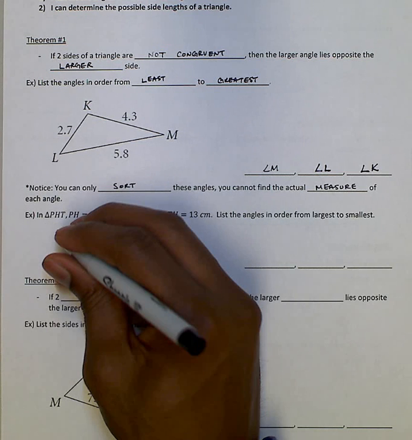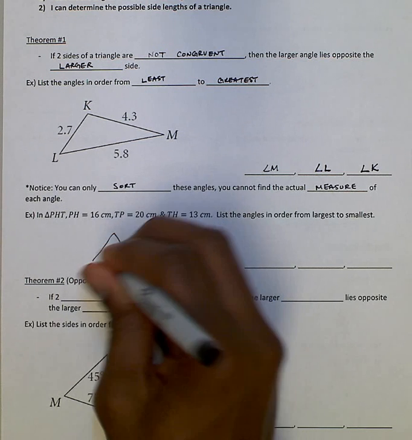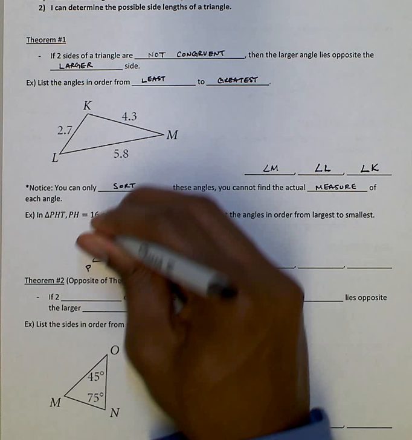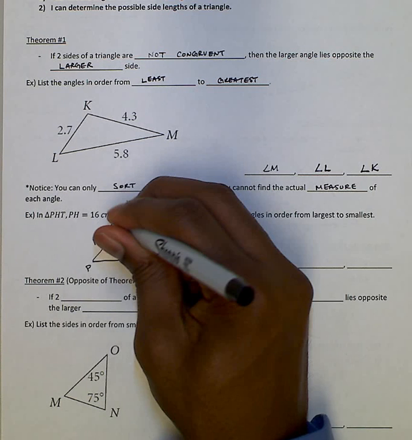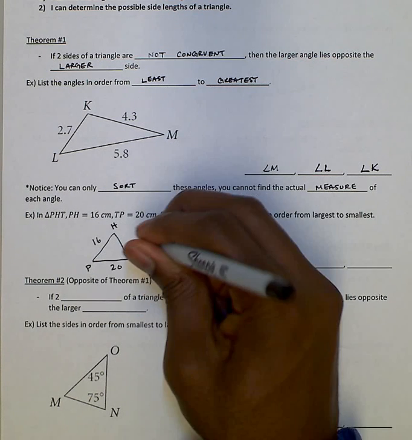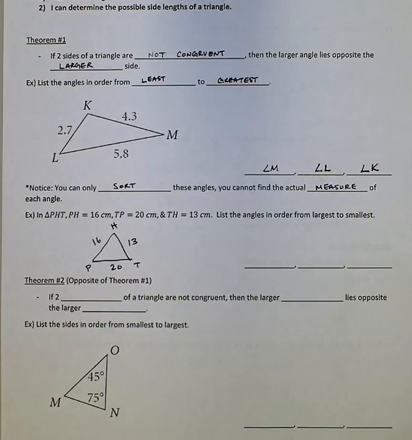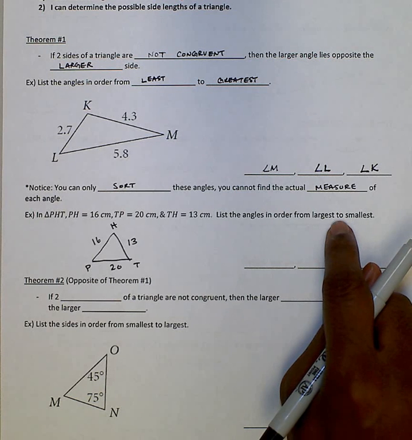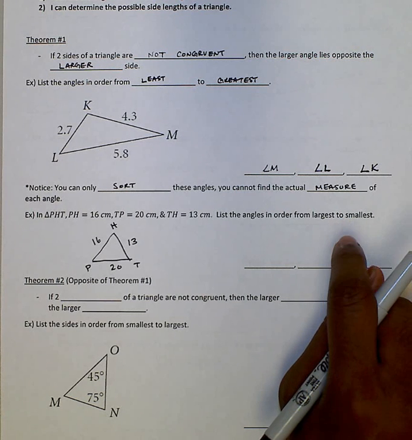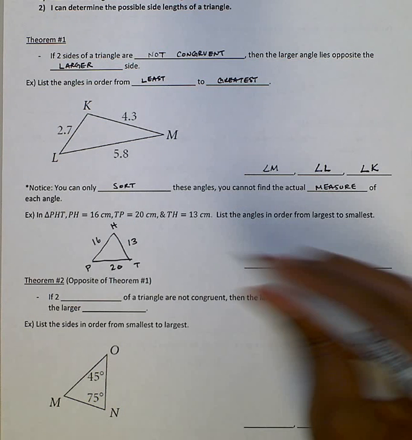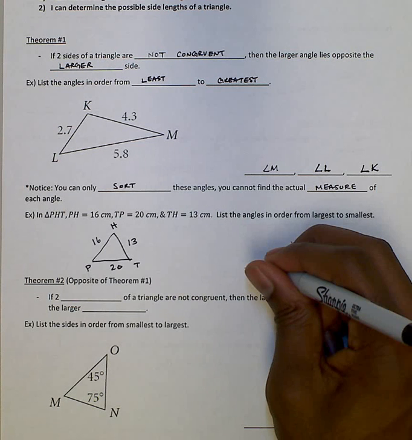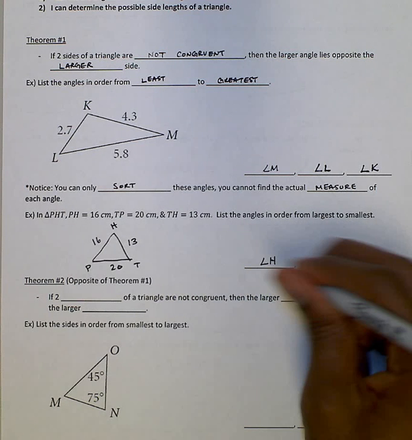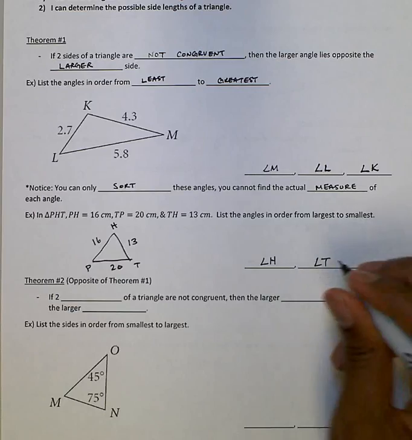Another example, you might have it set up more like this. In triangle PHT, anytime you are given a scenario like this, it is a good idea to draw the triangle out. Triangle PHT, PH is 16, TP is 20, TH is 13. List the angles in order from largest to smallest. So from largest to smallest, always make sure that you read the directions so that you do what the problem says. Largest to smallest, the largest side is across from the largest angle. So H is the largest, 16, T should be second, and P is after that.